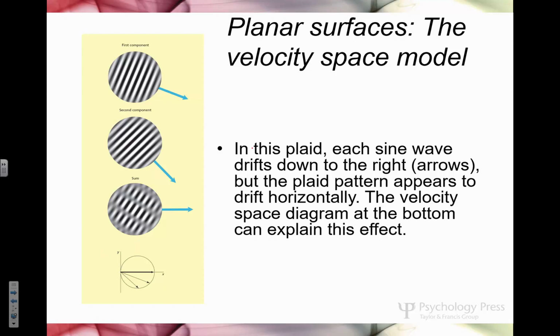And here you go. This is just another example where we've taken one component and then a second component, we've added that together, and we've created a plaid, because these guys are drifting in different directions. According to the velocity space model, there's only one solution. Okay? Questions about that? I think the lab will help, hopefully, with this.